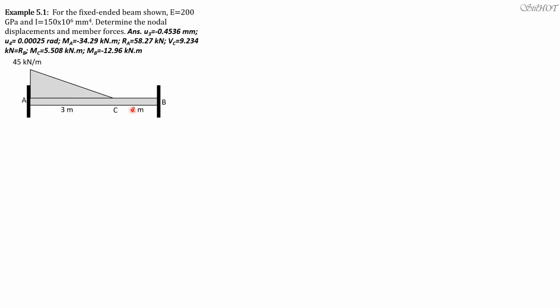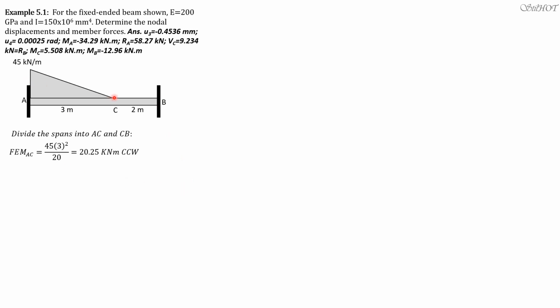So let's determine the displacement at C. Only C has displacement, so this is 2 by 2. There are only 2 degrees of freedom because at A and B they are fixed. So first, divide the span into two parts, AC and CB. Take note, this is A, node 1, node 2 is C, then node 3 is B.